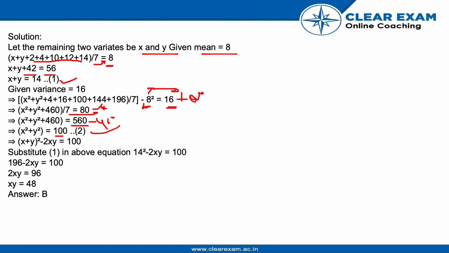And x square plus y square can be written as x plus y whole square minus 2xy. So we will substitute equation 1 into equation 2, and this will be 14 square minus 2xy equals 100. After substituting, 196 minus 2xy equals 100, so 2xy equals 96, and xy equals 48. So this is the answer. Option number 2 is correct. So x times y equals 48.